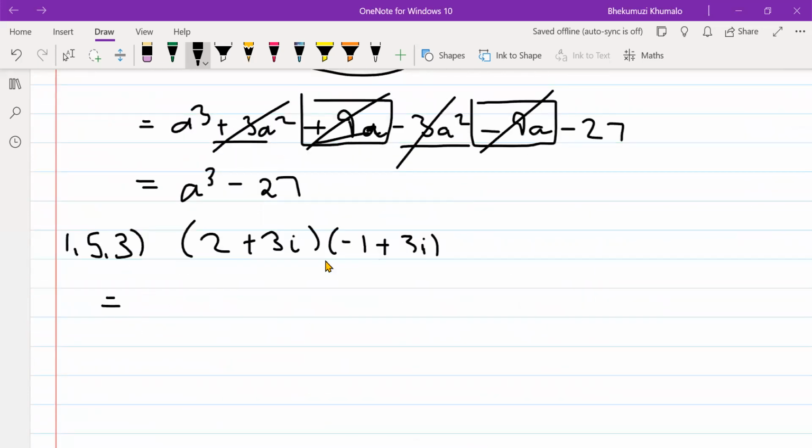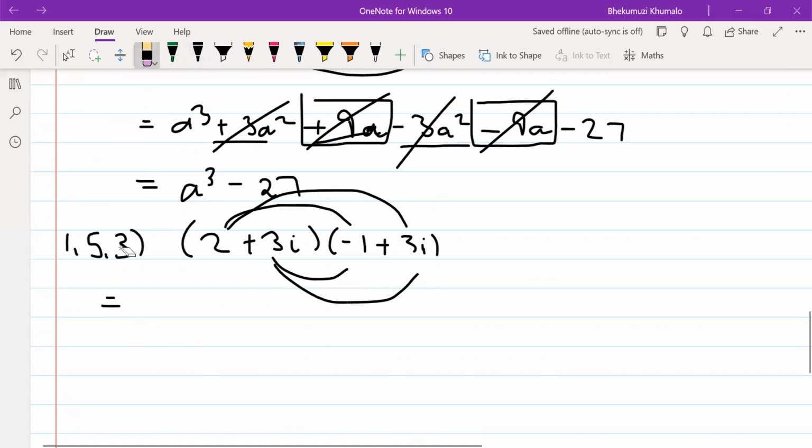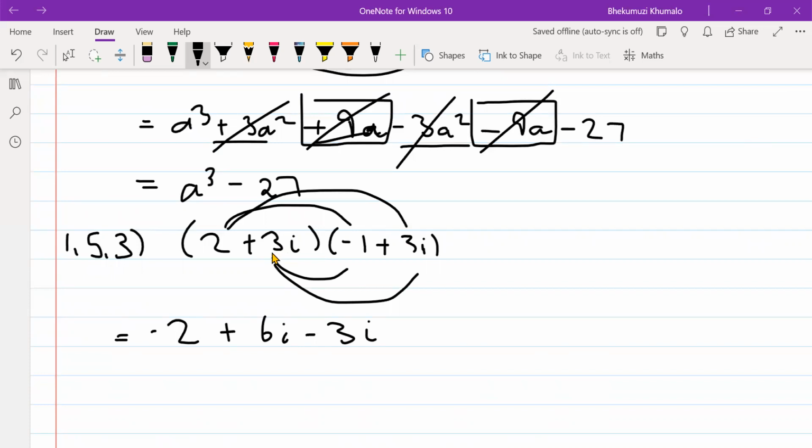Okay, so if we tackle this one, we still do the same things that we usually do. So it's 2 times negative 1, it's 2 times 3i, that times that, and that times that. Firstly, let's do the first multiplications. So 2 times negative 1 is negative 2. 2 times 3i would be 6i. 3i times negative 1 is negative 3i. And then 3i times positive 3i, what does that give us? That gives us positive 9i squared.